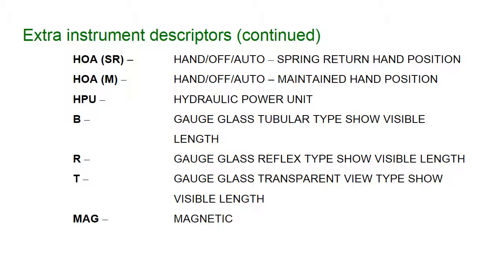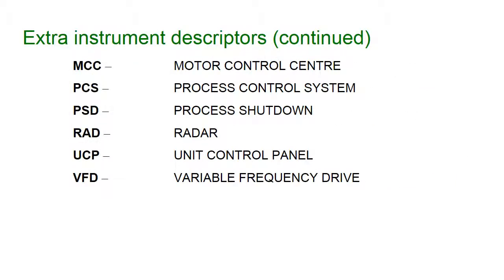HPU hydraulic power unit, B gauge glass tubular type show visible length, T gauge glass transparent view type show visible length, MAG magnetic, MCC motor control center, PCS process control system, PSD process shutdown, RAD radar, UCP unit control panel, VFD variable frequency drive.